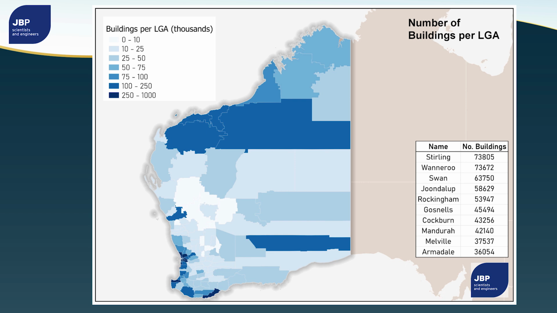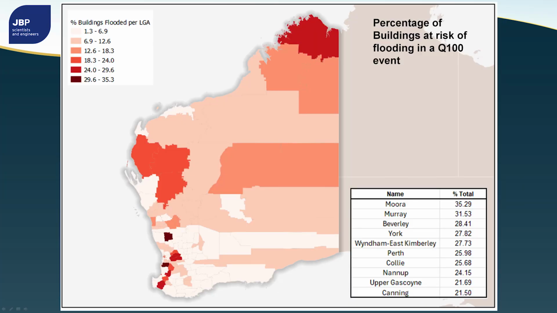So this is just with the base DPIRD data. This is an example, and then on the right you've got a table showing the top 10. That just gives you an idea of how many buildings per local government area. And then we can start intersecting that with any of our flood maps. So this is looking at the percentage of buildings at risk of flooding in a 100-year event. Again, this is just one of those magnitude flood events, but we do like to use that each time.